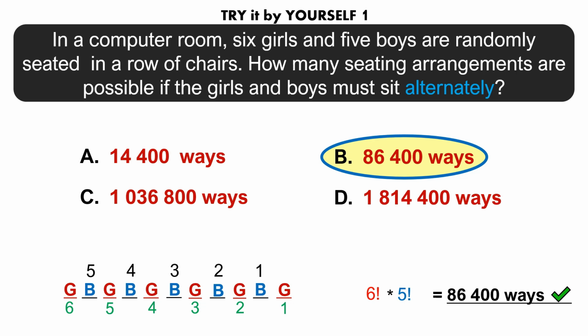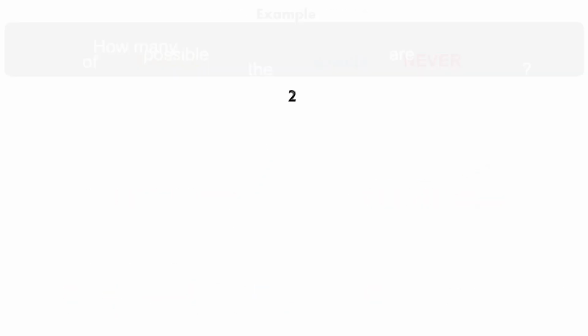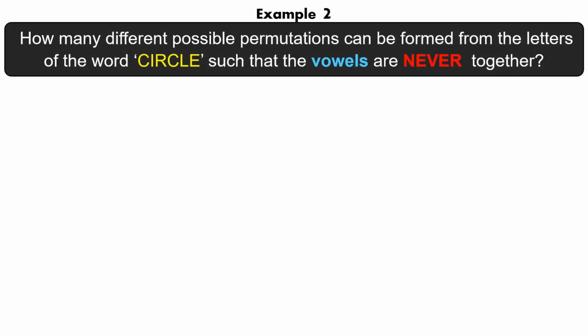Now, let us have example number 2. Example number 2. How many different possible permutations can be formed from the letters of the word circle, such that the vowels are never together? Keyword, the word permutation, because it is already stated in the problem.